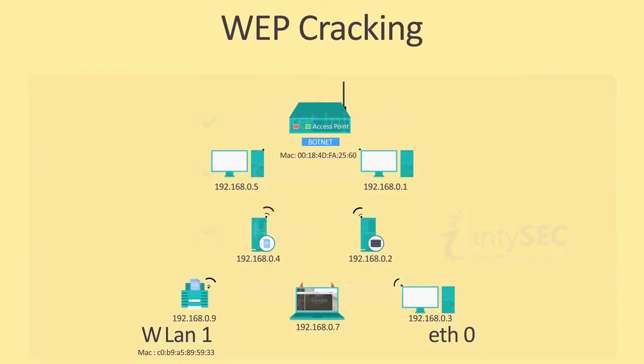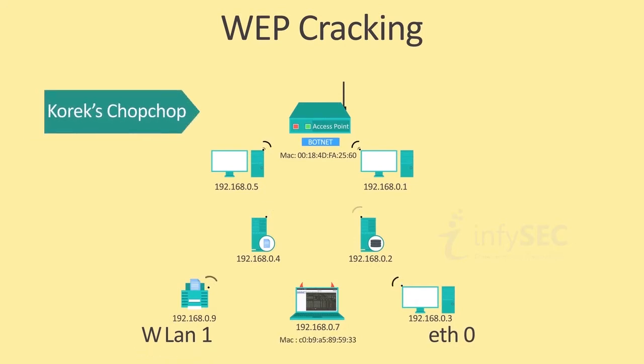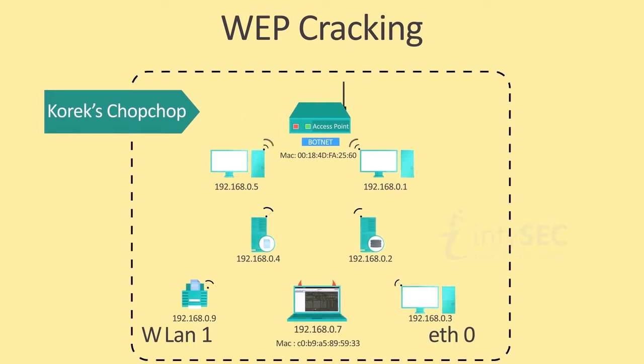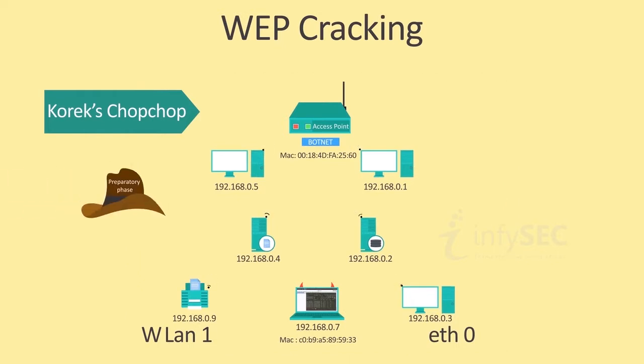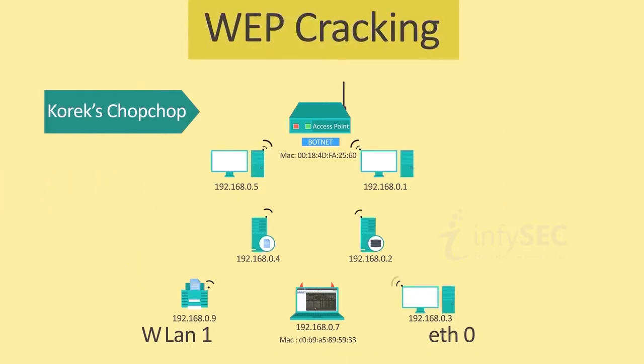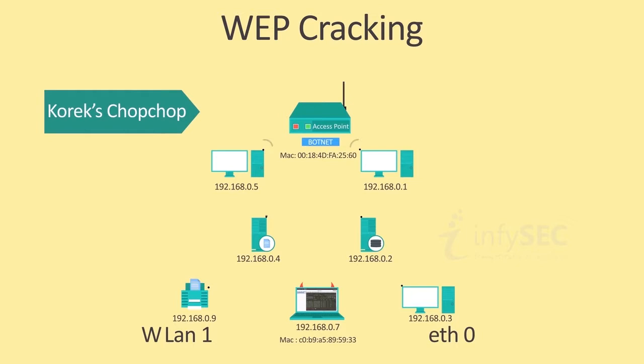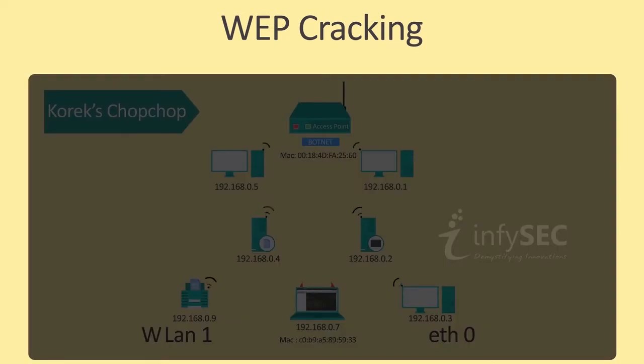Korek ChopChop attack. The Korek ChopChop attack allows decrypting a WEP encrypted packet without the WEP key. It uses a brute force mechanism to achieve this. Having landed upon this WEP-enabled network in the preparatory phase, let us get into cracking the WEP key, which can be achieved in 4 steps.